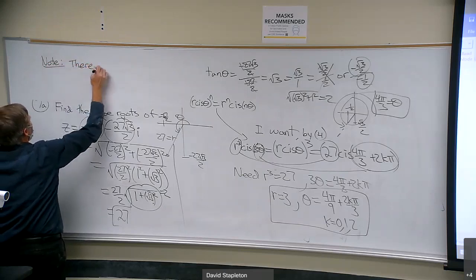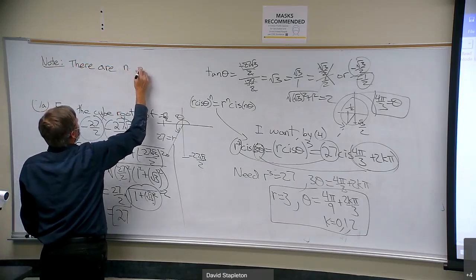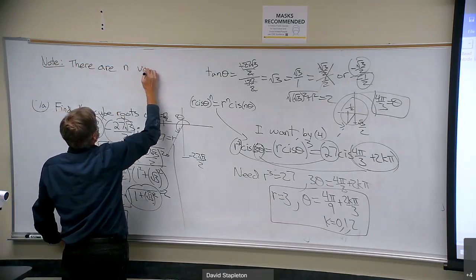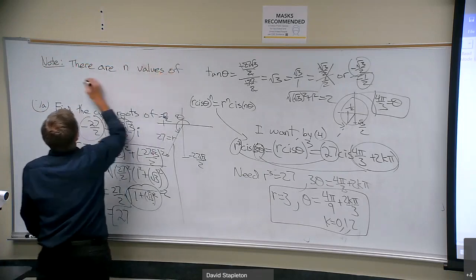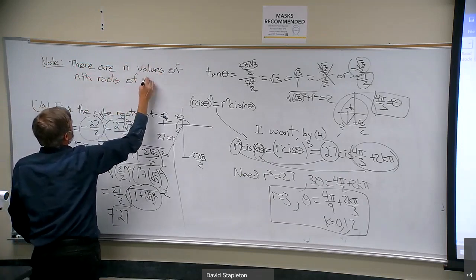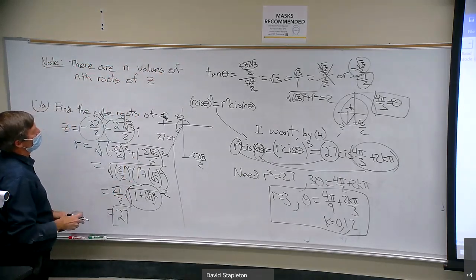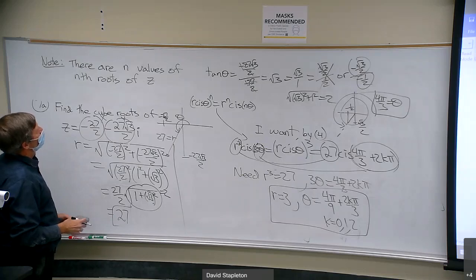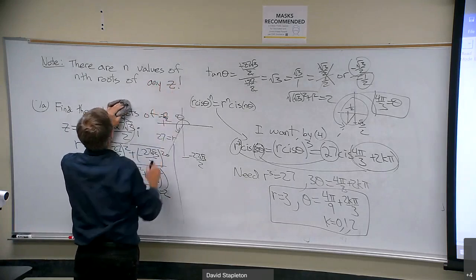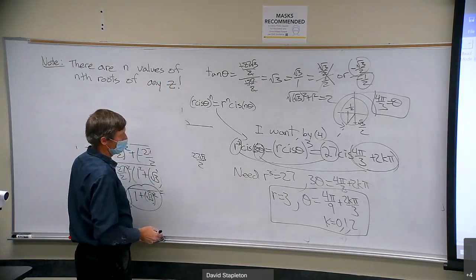There are, in any case, always n values of nth roots of a complex number z, including real numbers, because remember the real numbers are a subset of the complex numbers. Doesn't matter which number you pick, real or not real, there are always exactly n roots of it. And that's what we found here. When we took cube roots, we found 3 of them, right?